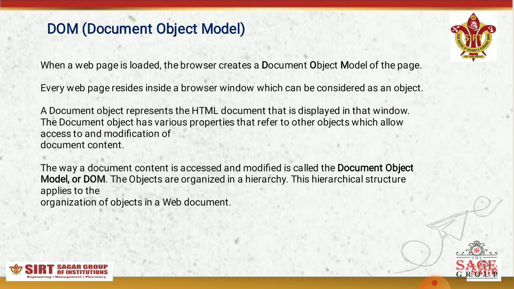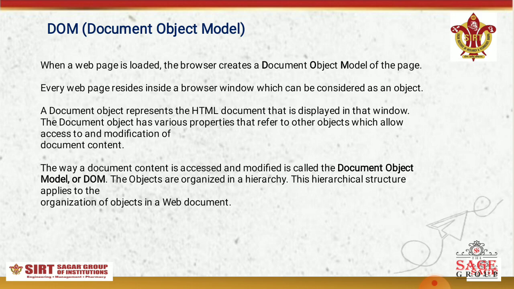When a web page is loaded in the browser, it creates a Document Object Model of the page. Every web page resides inside a browser window, which can be considered as an object, and the document object represents the HTML document that is displayed in the window. The Document Object Model has various properties that refer to other objects, which allow access to the document content. The way of accessing and modifying document content is called the Document Object Model, or DOM.